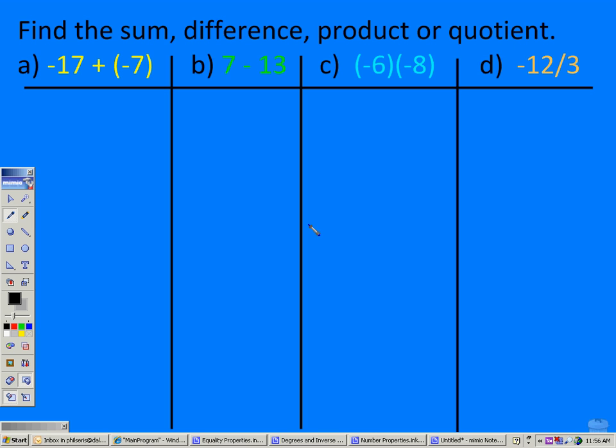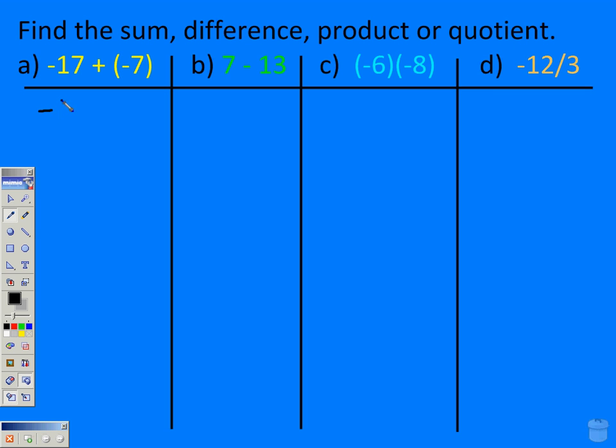So what we're working with in A here is negative 17 plus negative 7. A key thing here is that they both have the same sign. They are both negative. And since we don't want to subtract, we want to add. If we have two numbers with the same sign, we simply add the absolute values together. So 17 plus 7 is 24. And we keep the common sign, which in this case is negative, so our answer is negative 24.